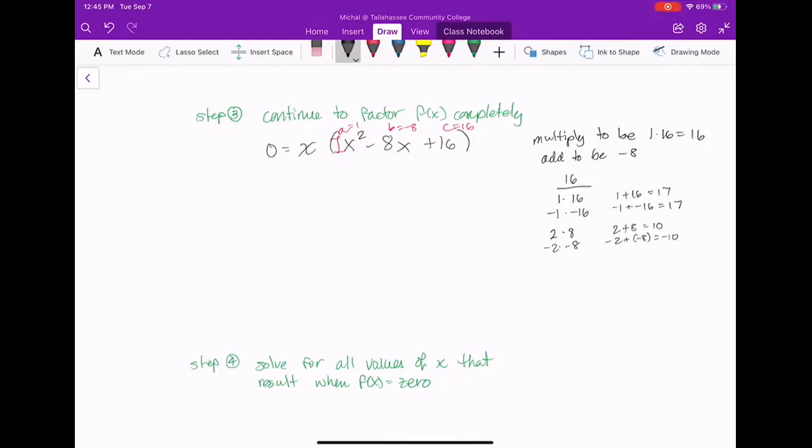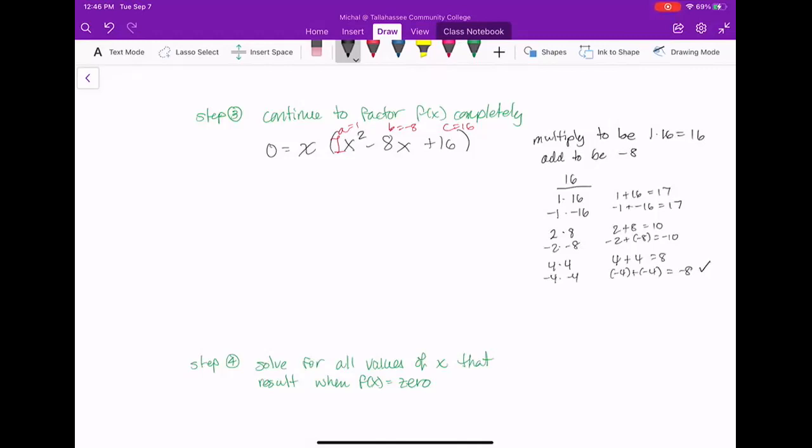All right, 16 is also 4 times 4. 4 plus 4 is equal to 8. That's the right magnitude, but we need a negative sign, which means it's going to be negative 4 times negative 4. And indeed, negative 4 plus negative 4 is equal to negative 8. So this is the one we want to use.